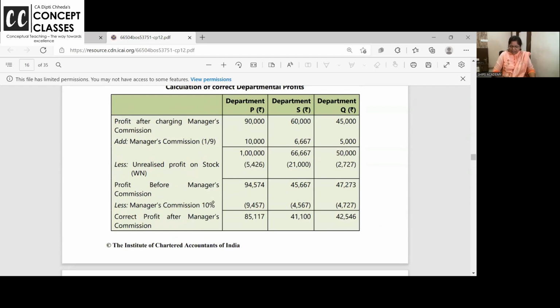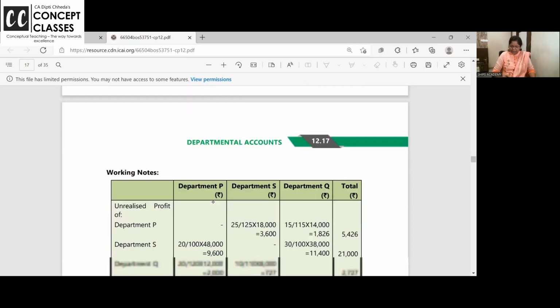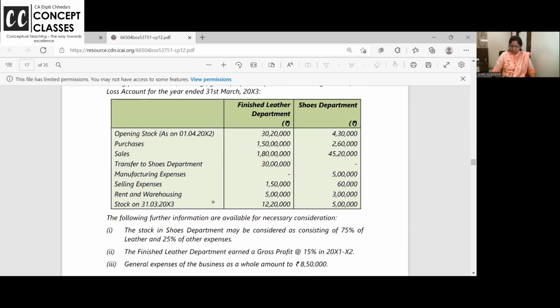Add back manager's commission. You get correct profit. Now deduct the stock reserve. You get profit before manager's commission. Stock reserve minus करना भूल गए थे. Now अब कर लिया. अब correct profit आ गया. अब manager's commission फिर से दे दो. Now you'll get the correct profit. That's what I showed you.